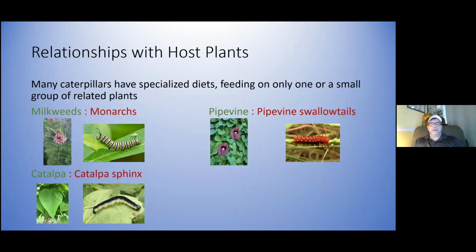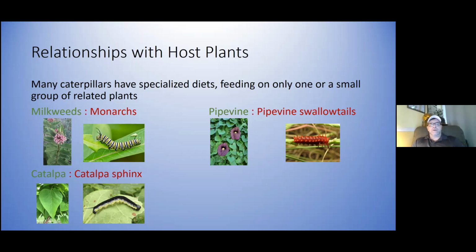Okay, so one thing about their relationships with their host plants, and why this is such an important part of the equation, is that the vast majority of caterpillars have relatively specialized diets. There are a few that are really generalists and can feed on almost anything, and I'll mention a few of those, but most of them are pretty constrained in what they feed on. So if you want to look for a certain caterpillar, you need to go look for the plant that it's associated with. This is a tricky test because you have to be able to recognize both the insect and the plant, which makes it interesting and challenging.